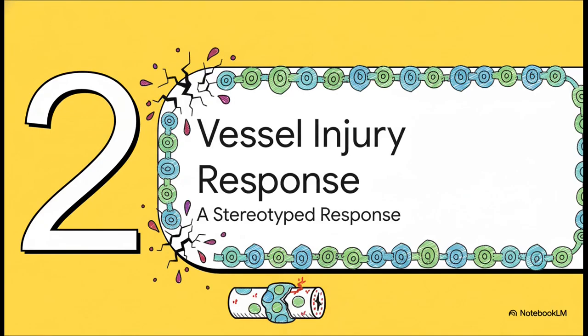All right, so we know what a healthy pipe looks like. But what happens when it gets a crack, when it gets injured? This is where it gets really interesting. The body's response to vessel injury is very predictable, almost robotic. It's a stereotyped response. And here's the catch. Sometimes the fix is actually worse than the original problem.